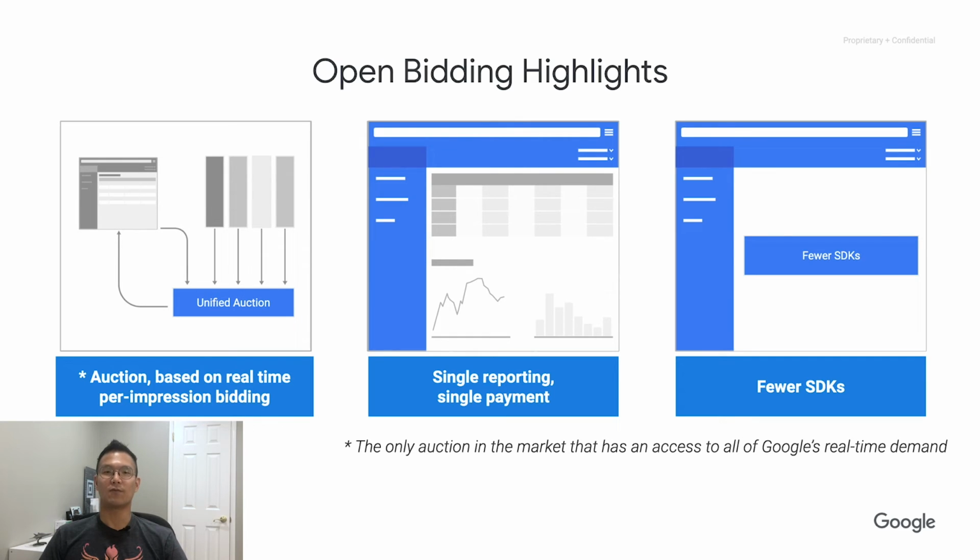Last but not least, you will be able to use fewer SDKs because many of the third-party ad sources participating in open bidding rely on Google Mobile Ads SDK to render their ads. That means you don't have to implement their own SDK, but you just need the Google Mobile Ads SDK to receive Google's demand and also that third party's demand. So that's going to make your ad implementation much easier.